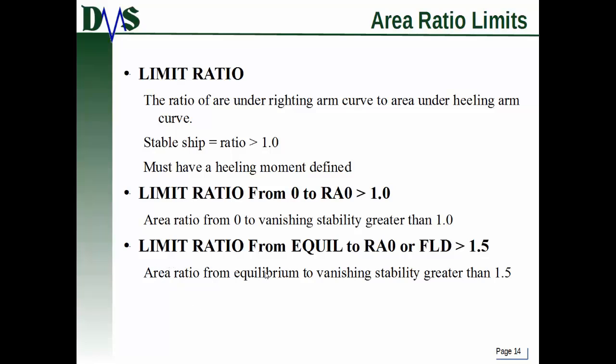Now here's another one: the limit of the ratio from the equilibrium angle, so that's wherever you settled at equilibrium, to RA0 or flood. So the angle from equilibrium to vanishing stability, or the downflooding angle, whichever happens first, has to give a ratio greater than 1.5. So there's a couple examples of that.